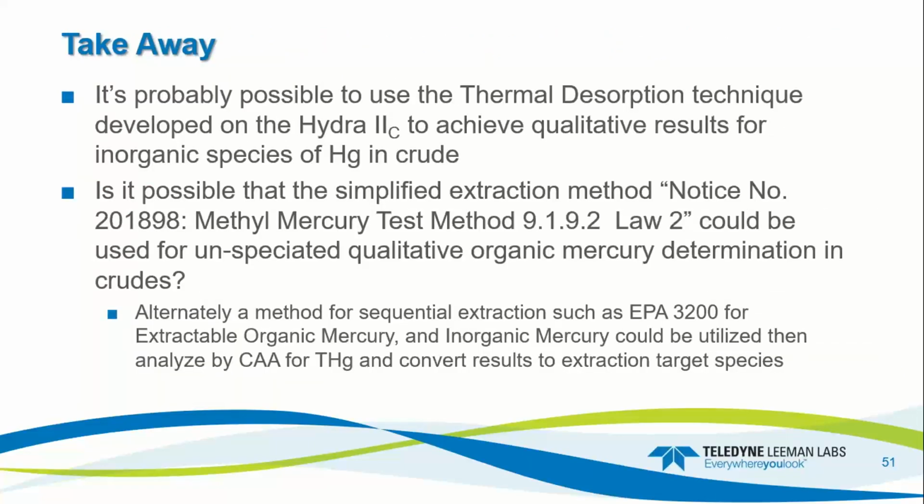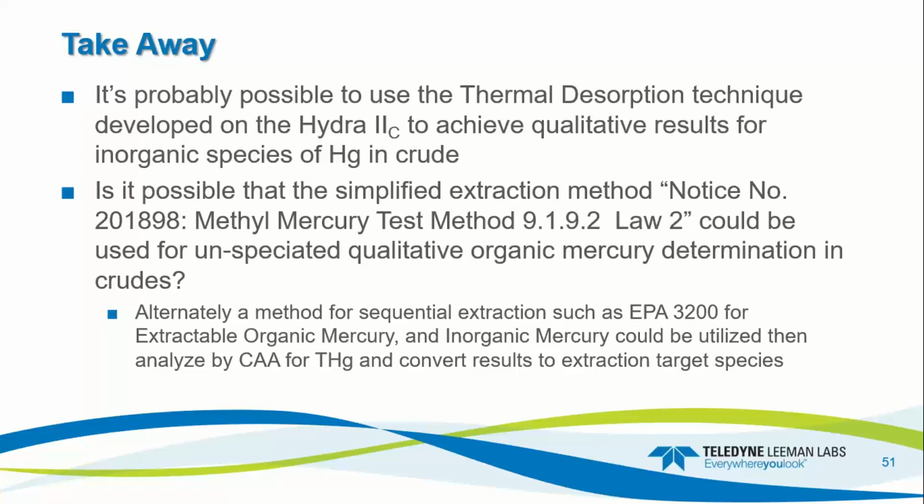So what are the takeaways from all this? It's probably possible to use the system for thermal desorption technique to get qualitative results for the inorganic species of mercury in crude and other feedstocks going into the refineries. Is it possible to use the simplified extraction method to get qualitative value, I should say, for organic mercury within the system?